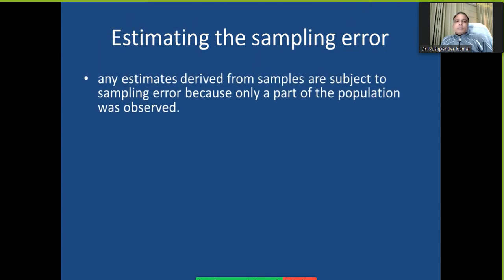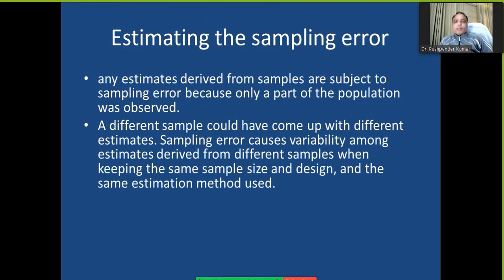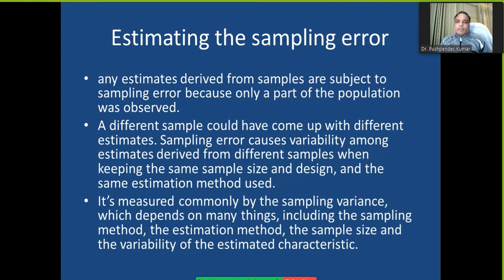Now, how do we estimate the sampling error? Any estimate derived from a sample is subject to sampling error because only a part of the population was observed. Here you are not capturing the whole 5000, you are just capturing information from 500, so there is always a chance of error. A different sample, another 500, then another 500, from the 5000 could have come up with a different estimate. Sampling error causes variability among the estimates derived from different samples, even when keeping the same sample size, design and estimation methods. Other things remaining constant, you still see sampling error.